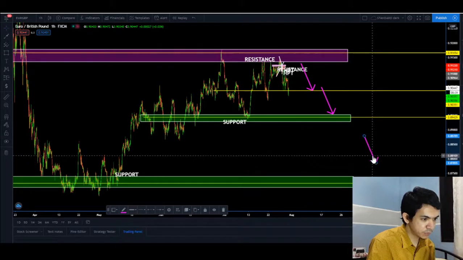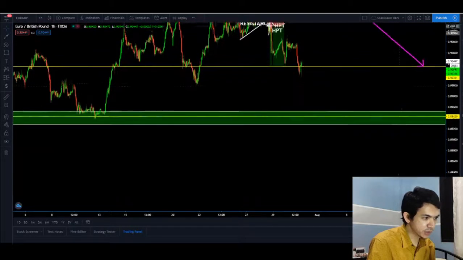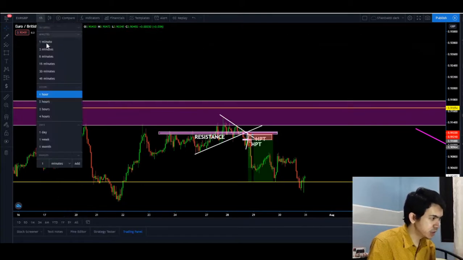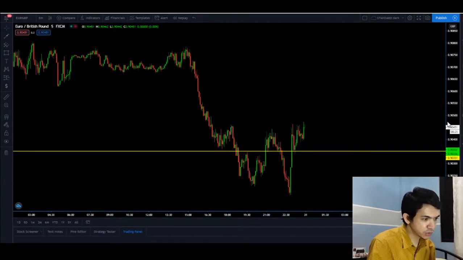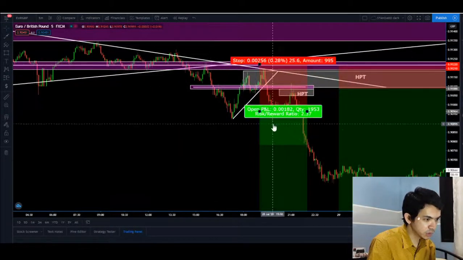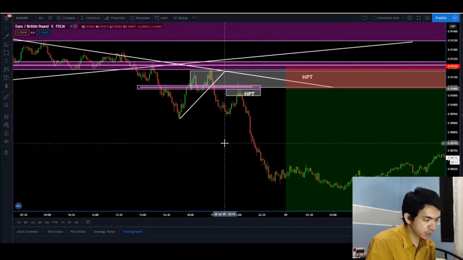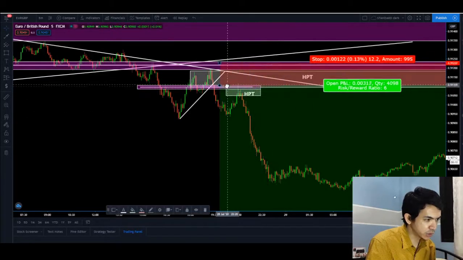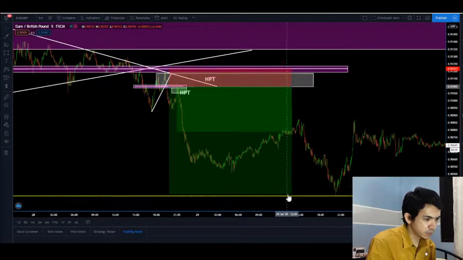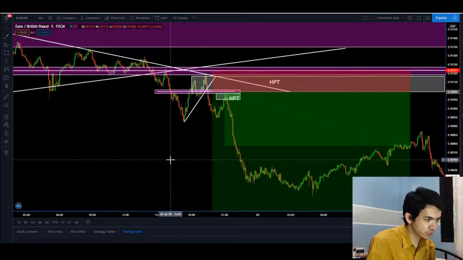Okay, so I already have capitalized on this move using just what? The TFP warrior system approach. Always have to place a trade on a confluence. This is my H1 trade if ever, but I have managed to catch this trade on a 5-minute time frame, optimal entry, hitting take profit and capitalizing on this move down.